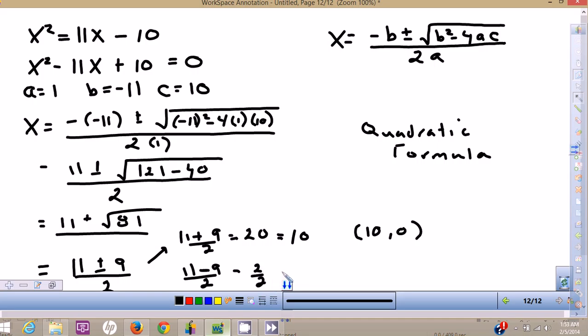That's how we use our quadratic formula, by simply plugging in those values a, b, and c into the quadratic formula and then solving for the values of x.